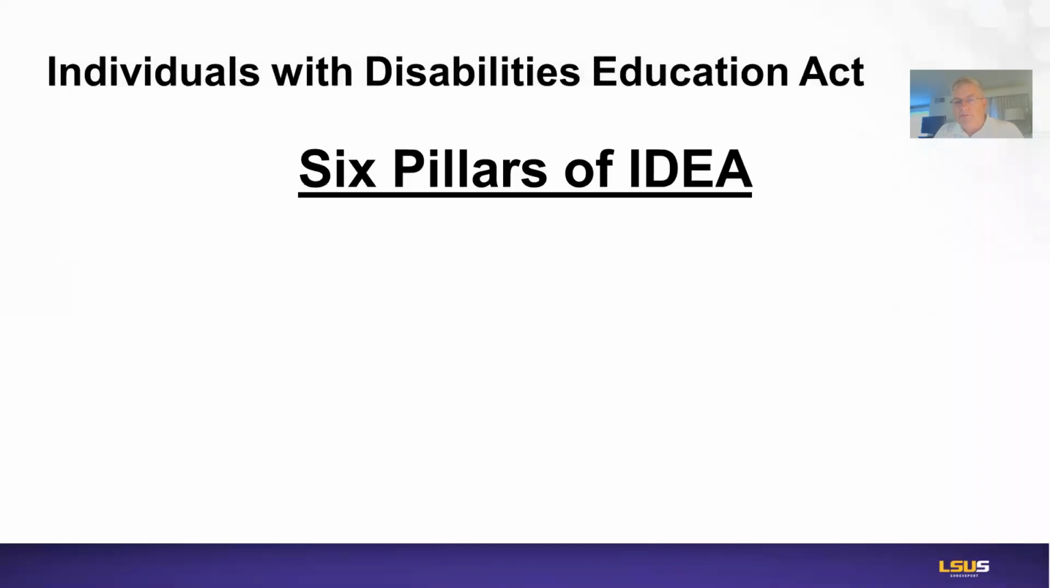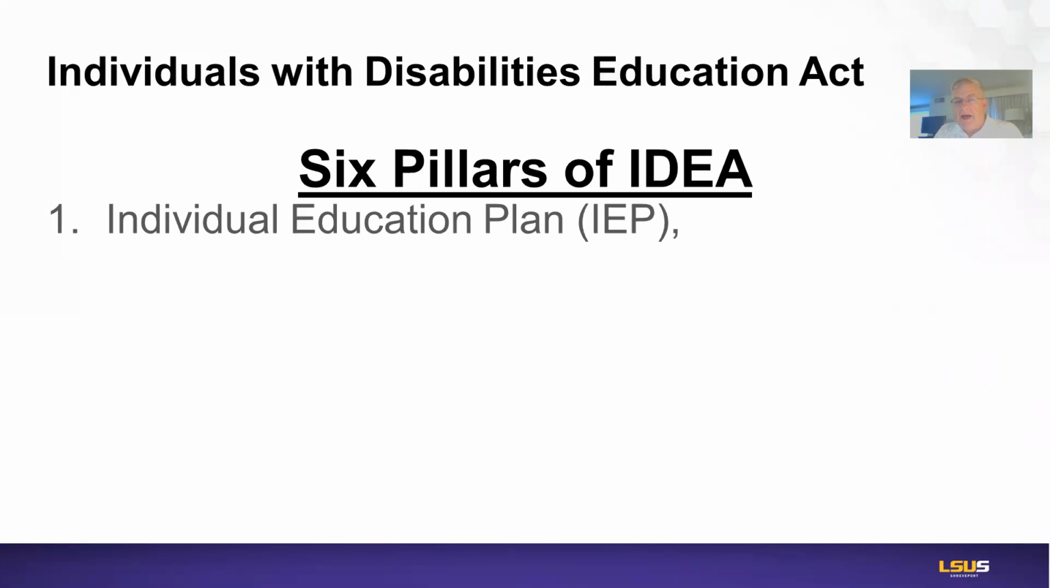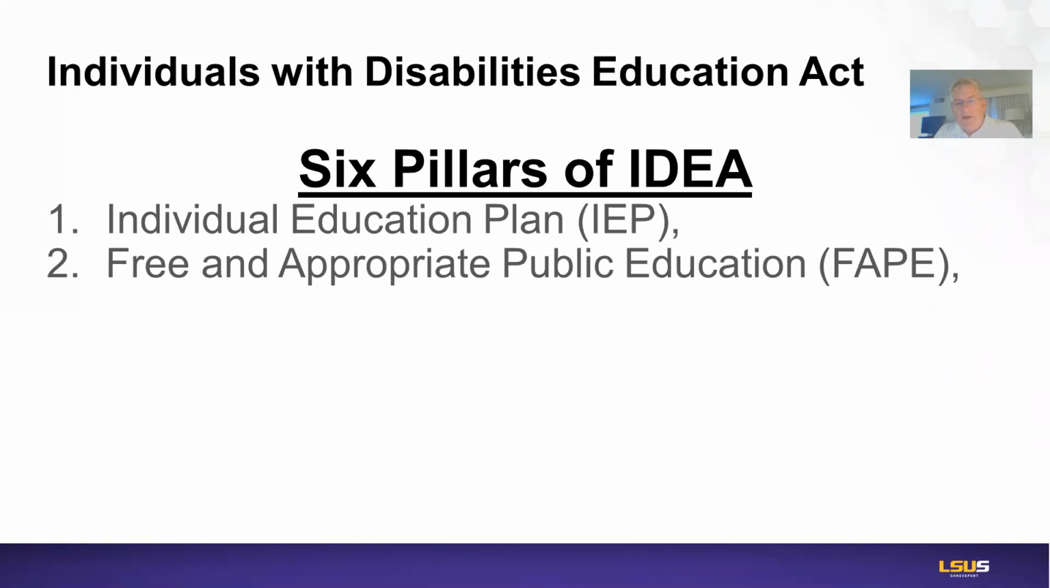So there's 6 pillars related to IDEA. First one is the idea of an individual education plan. I'm going to talk more about each one of these, but the IEP, developing a plan for each individual student. The pillar of free and appropriate public education basically means that we have to provide special education services and related services for free. There's been multiple Supreme Court cases on that, and it continues to be that the public school is required to provide that for the students for free.